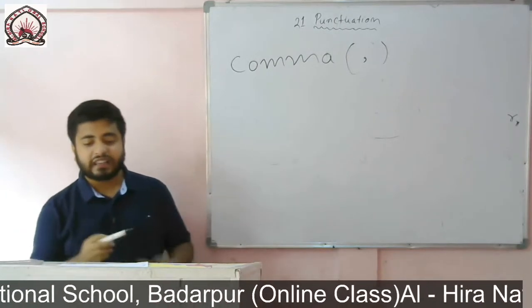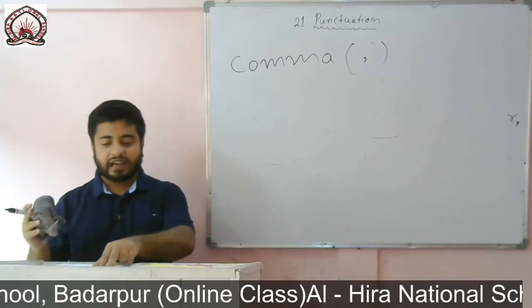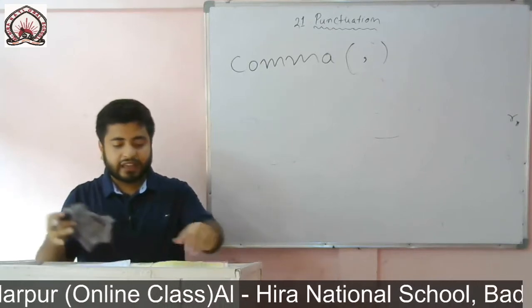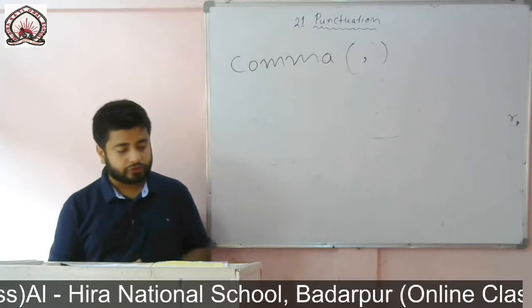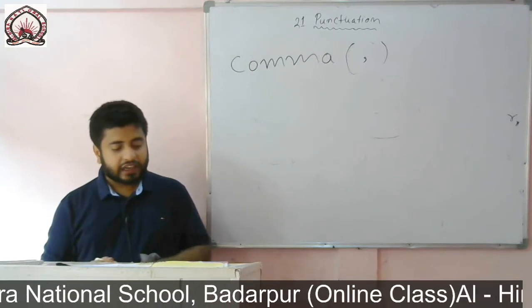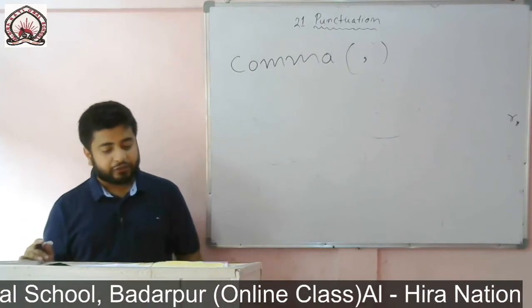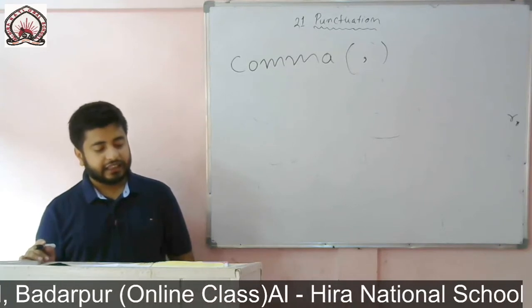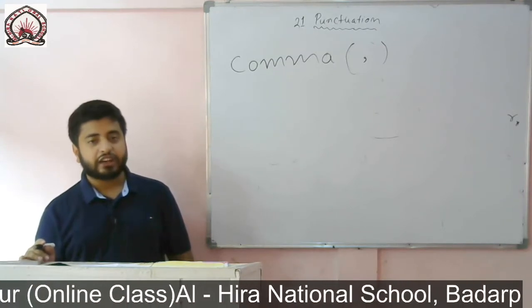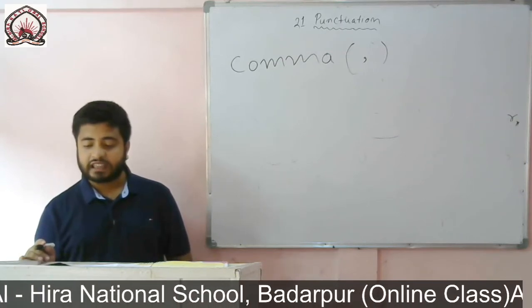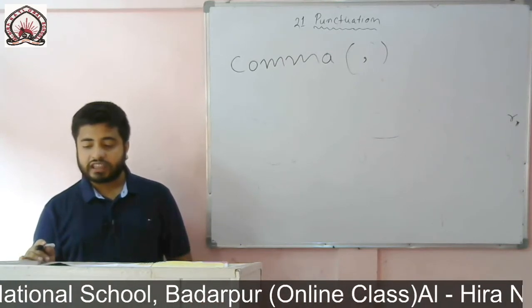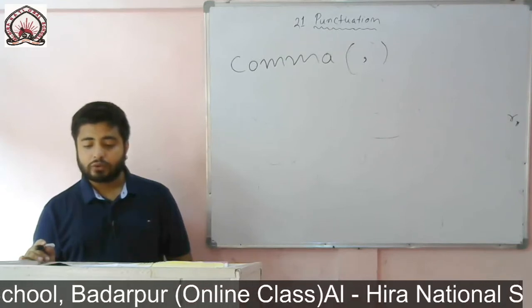to separate the adjuncts. To separate the adjuncts, we have to use comma. An adjunct is extra information or phrases added in a sentence. Extra information or phrases we get in a sentence. So to separate the adjunct, we have to use what? We have to use comma.